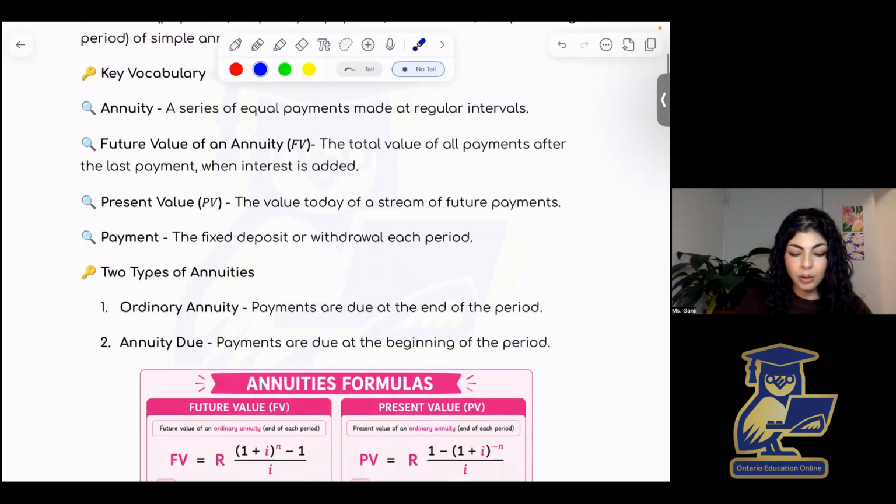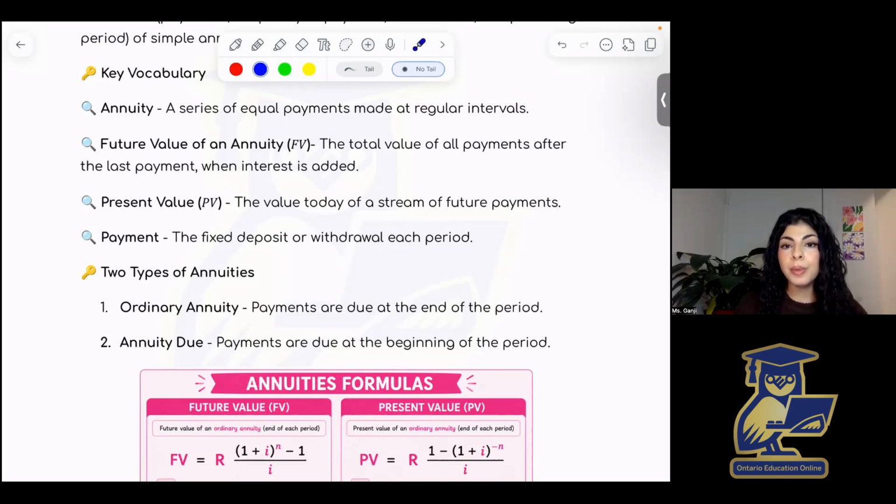And so we can also calculate the future value of an annuity, which means the total value of all the payments after the last payment is made, and also with consideration to the interest that is added. We can also consider the present value, which is the value today of all the future payments that you're going to make. So how much money is there right now?